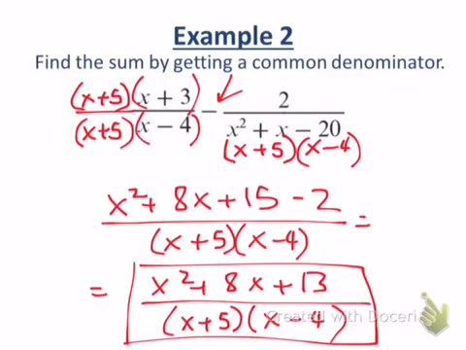There are no factors of 13 that add up to be 8. So I can't factor the numerator, which means I can't cancel anything because I can only cancel common factors.